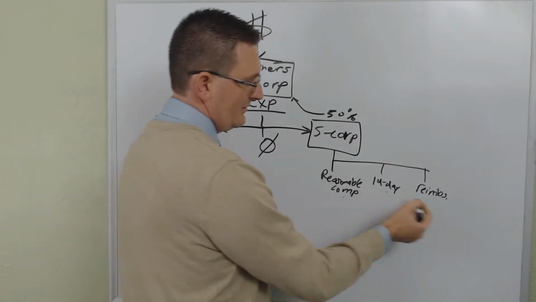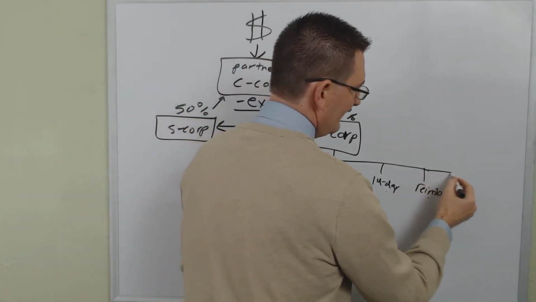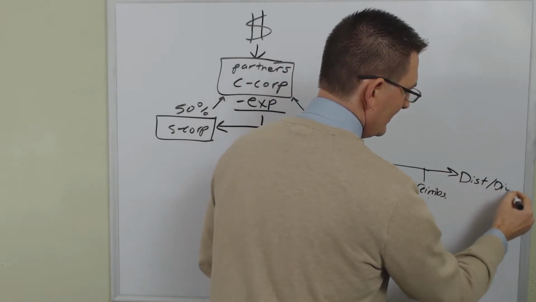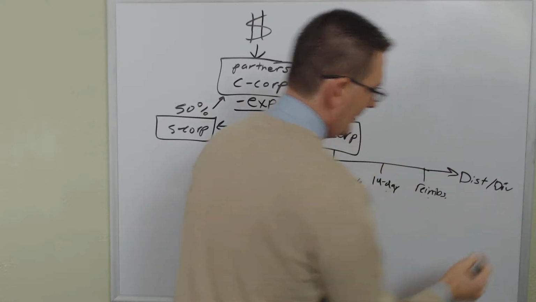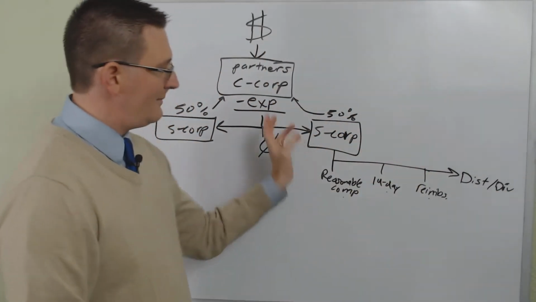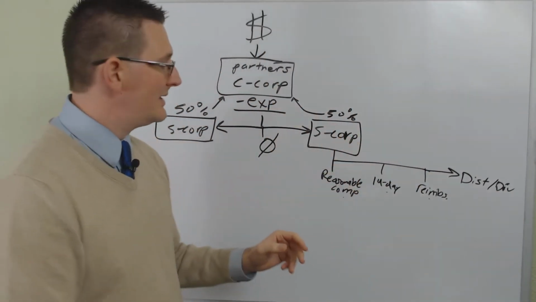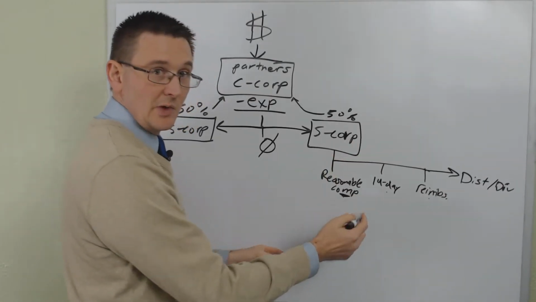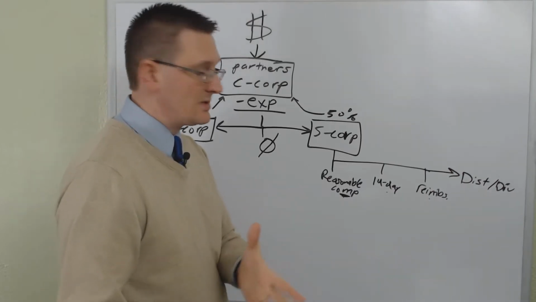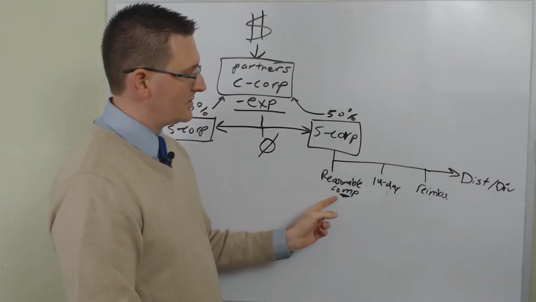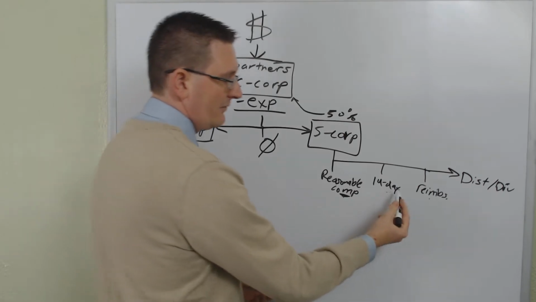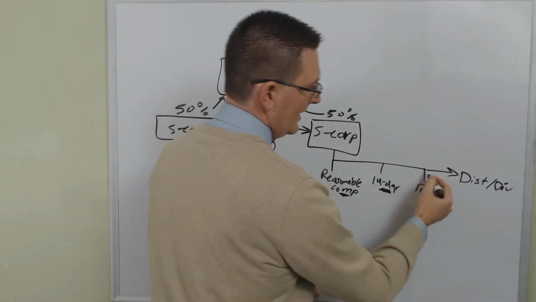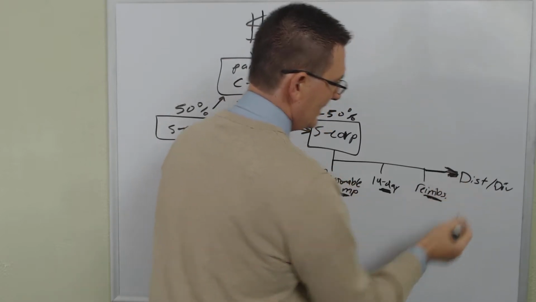So we've got reasonable compensation, the 14-day rental, reimbursements, and then whatever's left over can go to distributions or dividends, whatever you want to call them. So basically whatever's left over. If you have money sitting inside the S corporation at the end of the year, what you want to do is say, okay, this amount has to be paid out in reasonable compensation. There's a separate video that talks about what reasonable compensation is. Some of it should be paid out through the 14-day rental strategy, and then some of it should be paid out in reimbursements, and then whatever's left over can go to distributions and dividends.